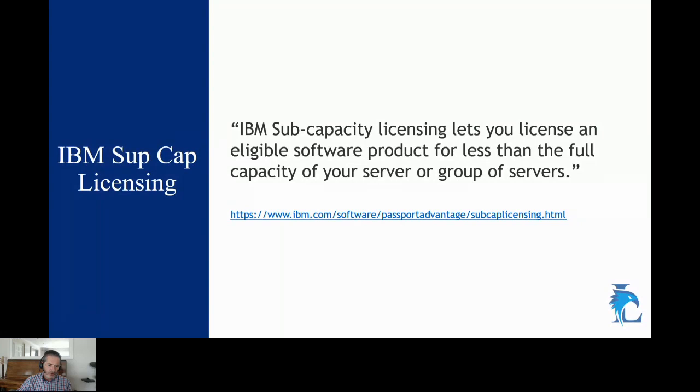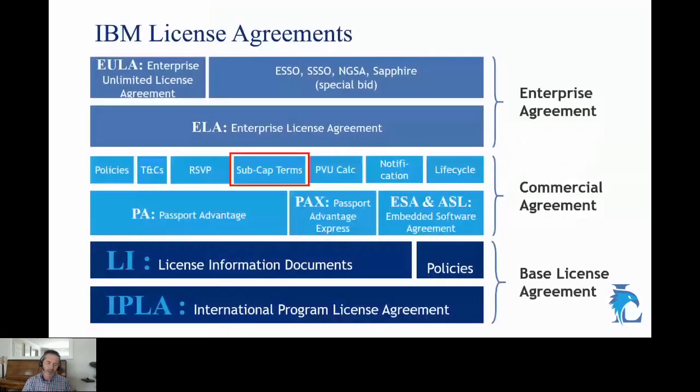Now, it's useful to understand where sub-capacity licensing sits in the agreement stack. Now, don't worry, the slide in front of you looks quite busy. This came from the first webinar in our series where we talked about how the agreements are stacked. I won't spend too much time here other than to say you have your base agreements, which are IPLA, International Program License Agreement, and LI, License Information, which has its policies. And then you have the commercial agreements. Most of you are familiar with Passport Advantage or Passport Advantage Express.